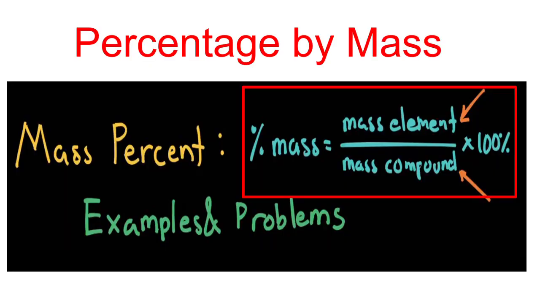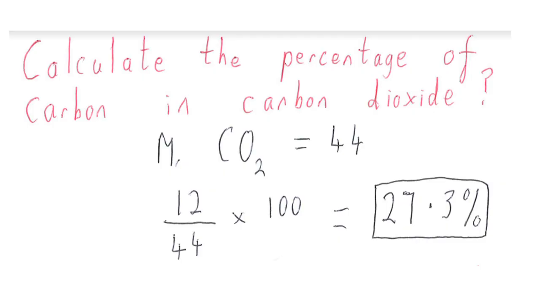Now, you might want to play and pause here while we do percentage by mass. What does percentage by mass mean? It means what percentage of an element is in a compound. Here's an example. Calculate the percentage of carbon in carbon dioxide. Well, the molecular mass of carbon dioxide is 44. 32 plus 12. 12 divided by 44, 27.3%.